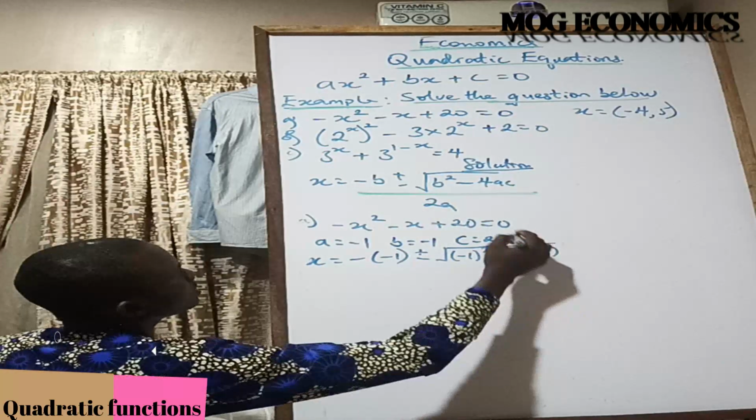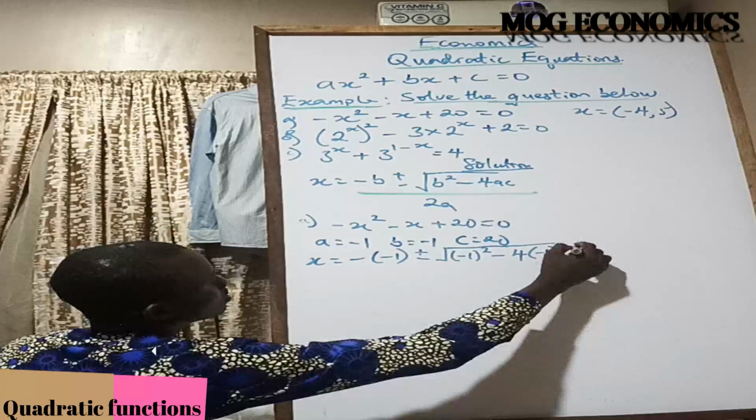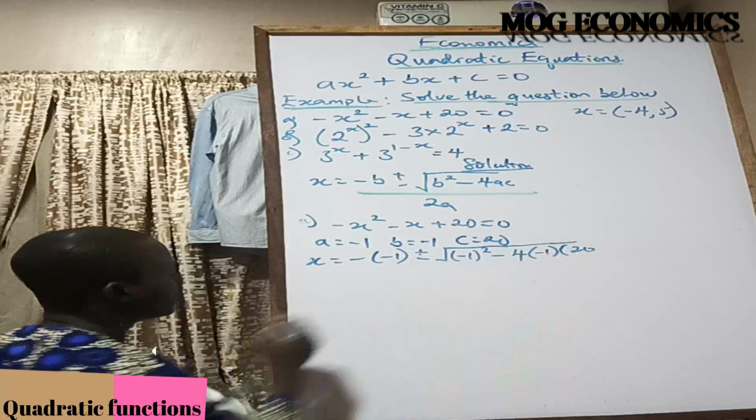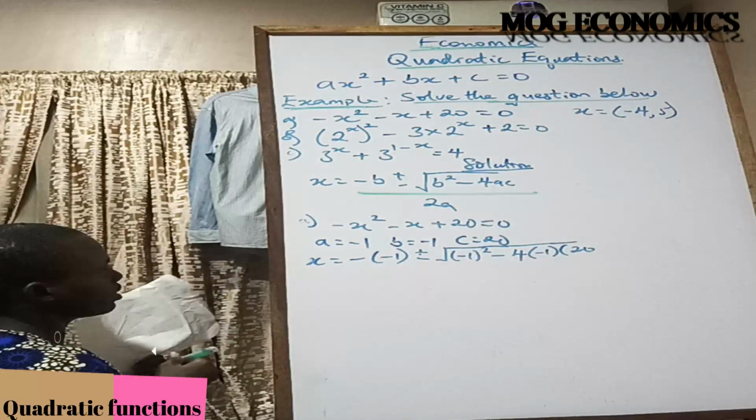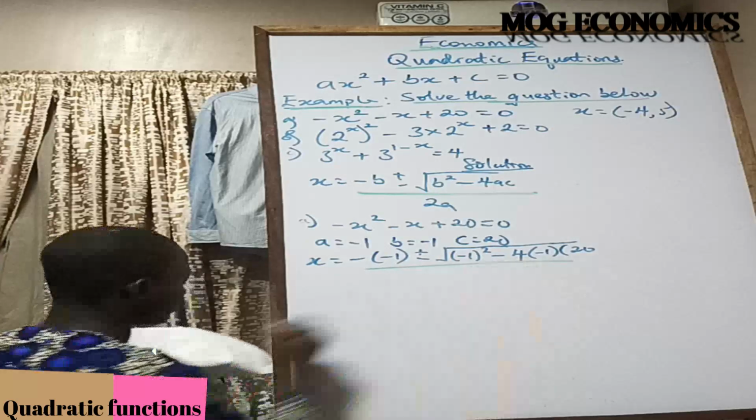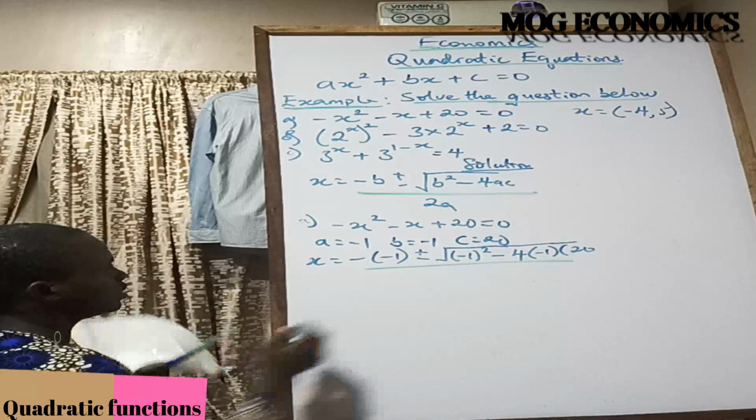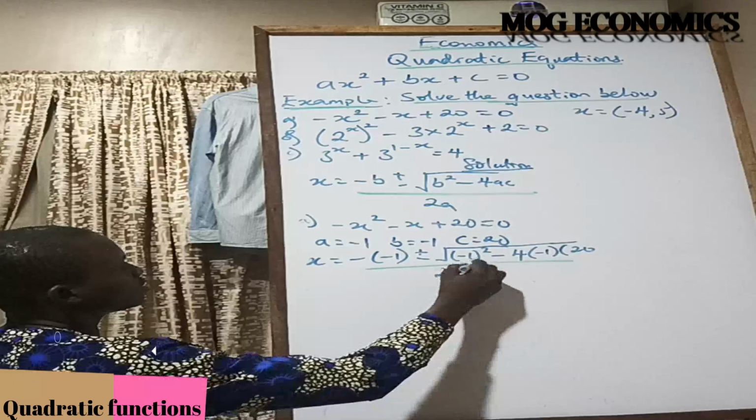and c is 20, everything divided by 2a. Everything is divided by 2a. So what is a? A is also minus 1.